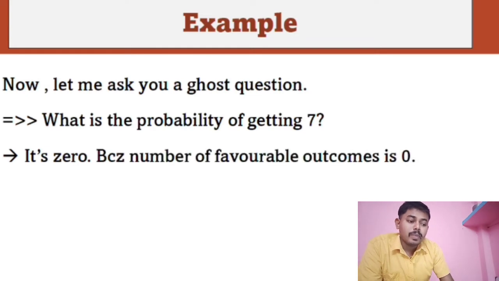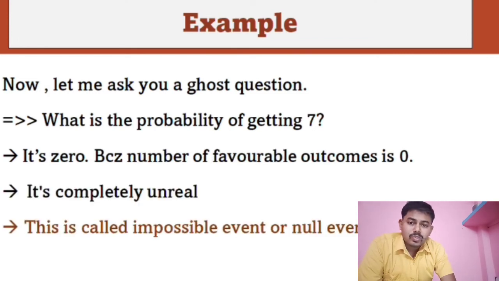Why 0? Because the favorable outcome is 0. The total number of outcomes is always 6, but the favorable outcome is 0. That is why it is 0. So it is completely unreal. I will call this event a null or impossible event. Why impossible? Because we can never get number 7 from rolling a dice.